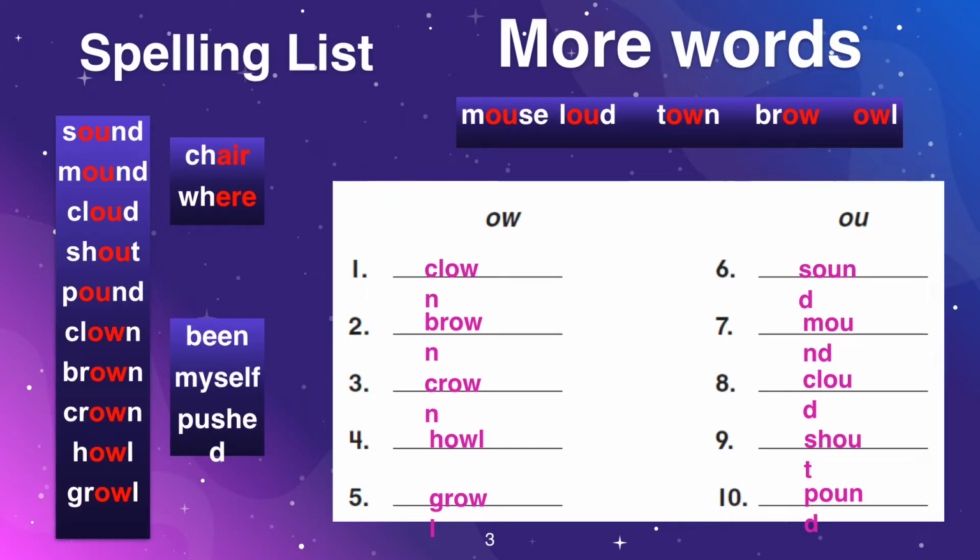And in the OU, we see sound, mound. So again, sound, mound, cloud, shout, and pound. Okay, so these are the spelling words. You must be able to know how to spell them and pronounce them. So pay attention very closely to these words, which include diphthongs, OU and OW. Pay attention to their sound.